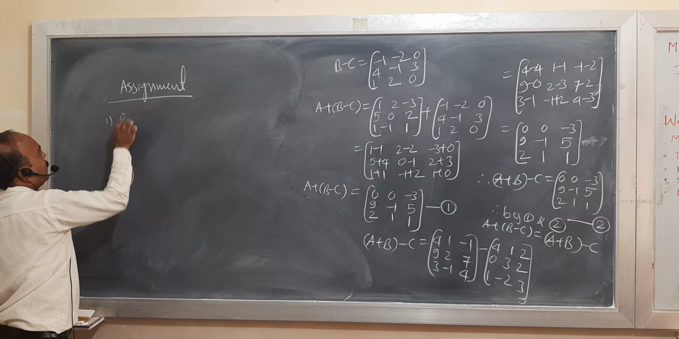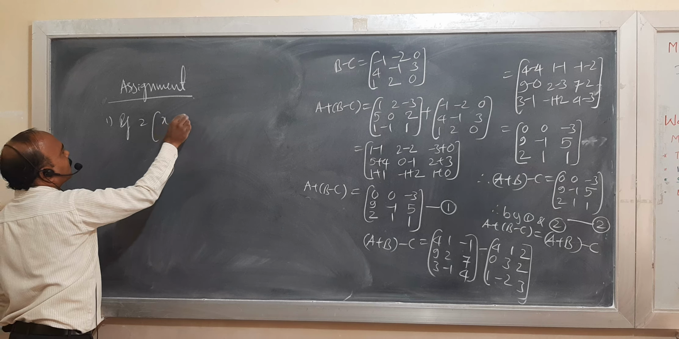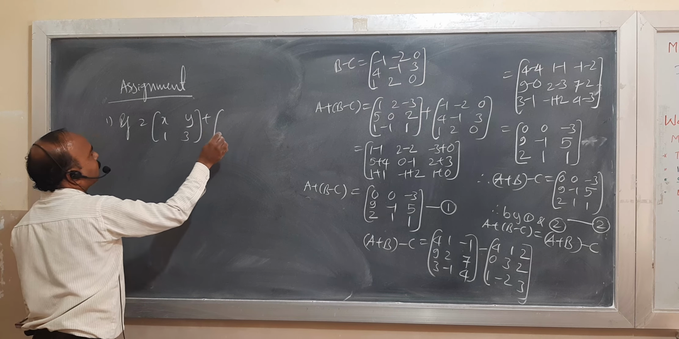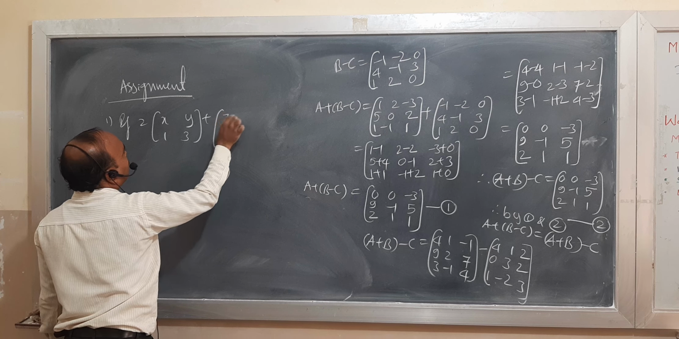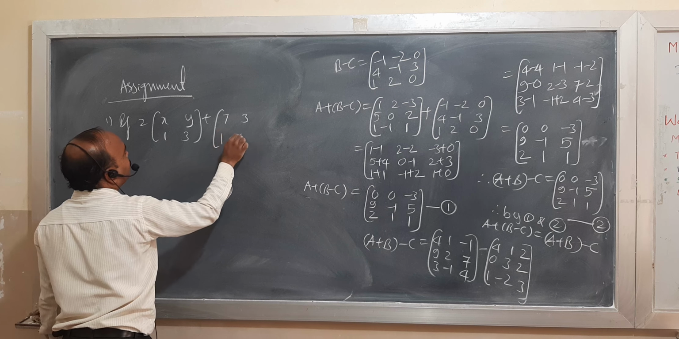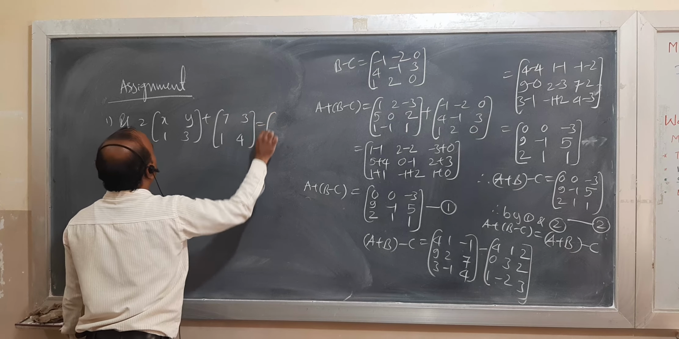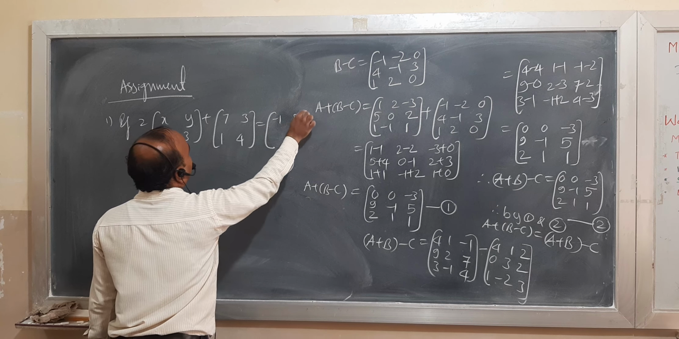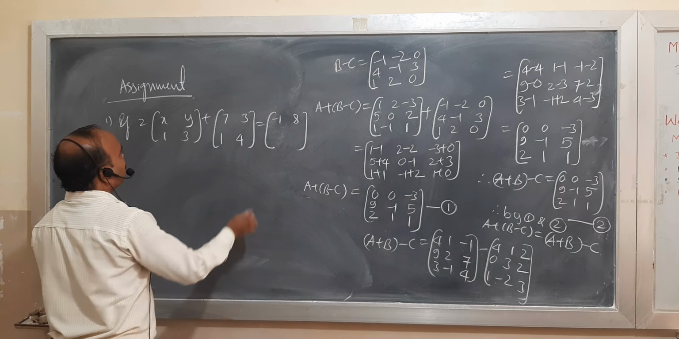First one, if 2 times of x, y, 1, 3 plus 7, 3, 1, 4 is equal to minus 1, 8, 3, 10. Find the values of x and y.